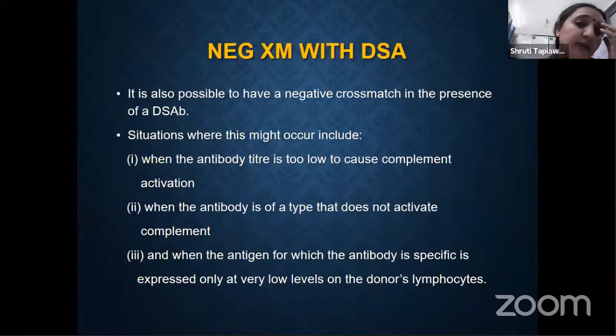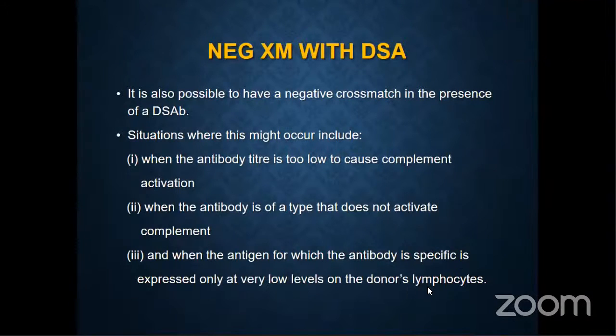Now, what it means when you do not have a donor-specific antibody, but the cross match is negative. So these are drawbacks. Situations where this might happen is when the antibody titer is so low that the complement activation has not happened, the antibody is a type which is not activating the complement, and when the antigen to which the antibody is specific is expressed at only very low levels on donor lymphocytes.